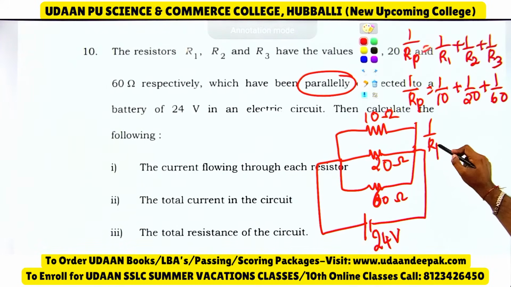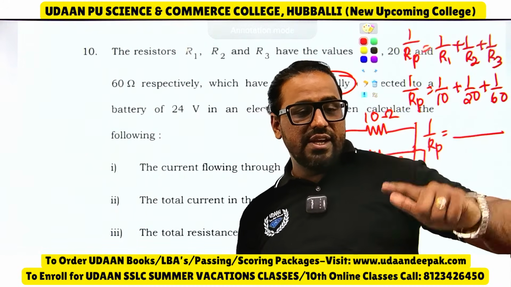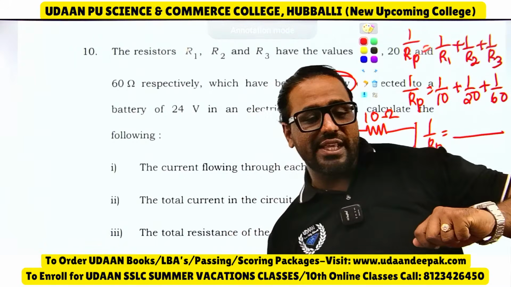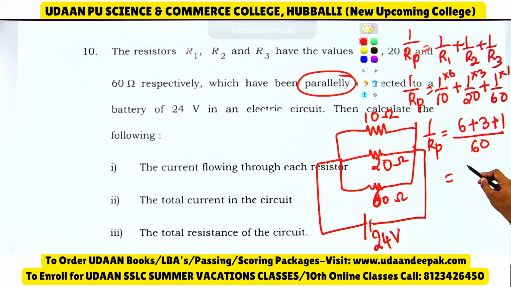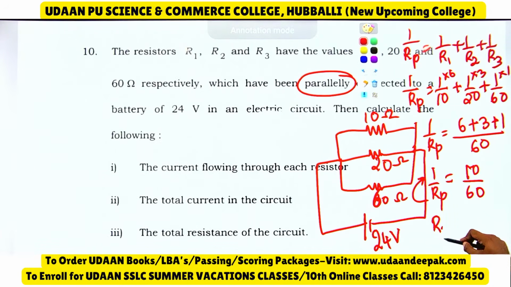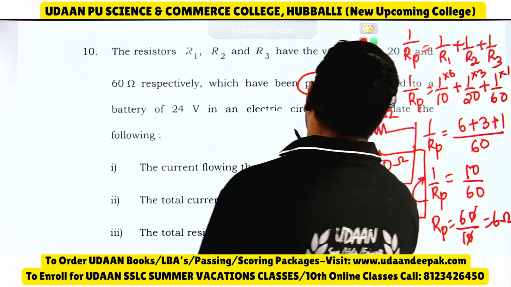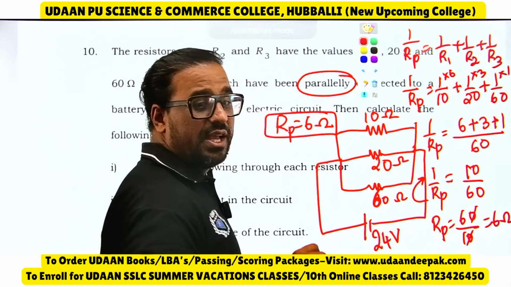So what is the LCM of 10, 20 and 60? It is 60 only. 10 sixes are 60, 20 threes are 60, 60 ones are 60, so 6 plus 3 plus 1. So 10 by 60 will be 1 upon Rp. The reciprocal will be the answer. Rp is equal to 60 by 10. So the 10 gets cancelled. So it is 6 ohm. Total resistance in parallel we got as 6 ohm.